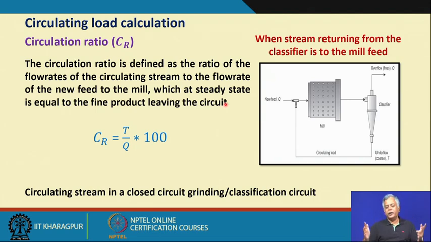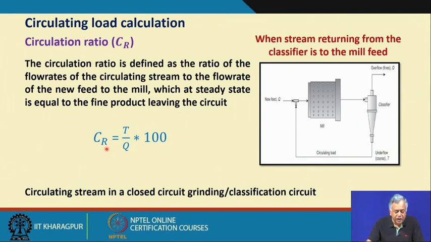That is what I have already explained. That is, how much is the ratio of the flow rates of the circulating stream to the flow rate of the new feed to the mill, which at steady state is equal to the fine product leaving the circuit.